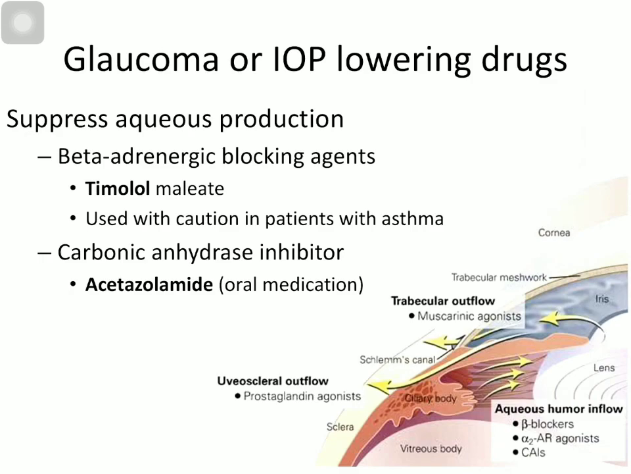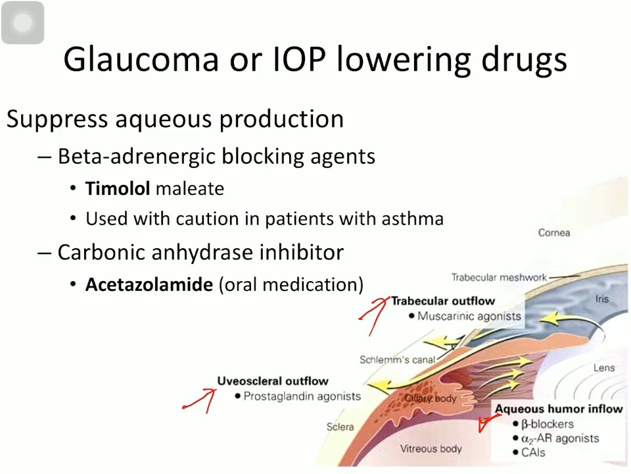Glaucoma drugs or intraocular pressure lowering drugs. There are a lot of these in the market, and they basically have three modes of action. One is that they suppress aqueous humor inflow. Second is that they enhance trabecular meshwork outflow. And the third is that they also enhance uveoscleral outflow.